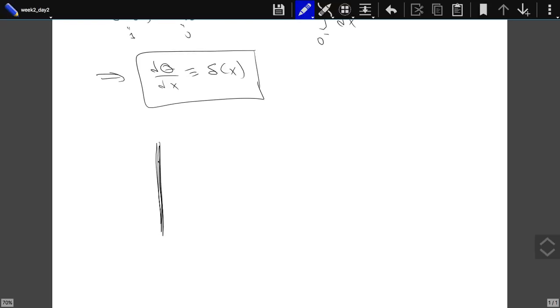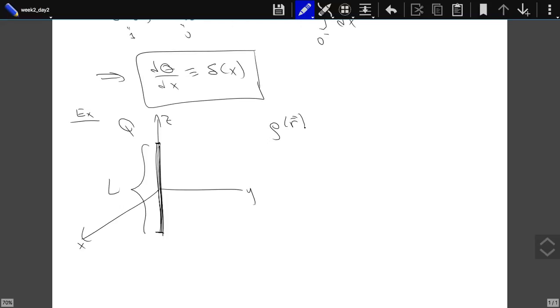So we had this wire, which we said has a length L and total charge Q. We had chosen our coordinate axes with the origin at the center of the wire. This is x, this is y, this is z. And we were looking for the charge density.